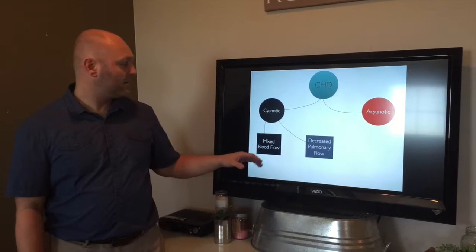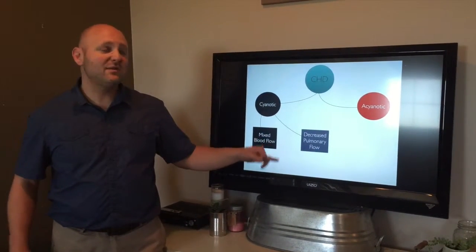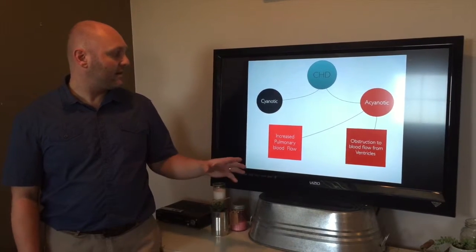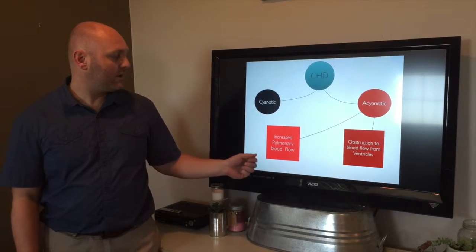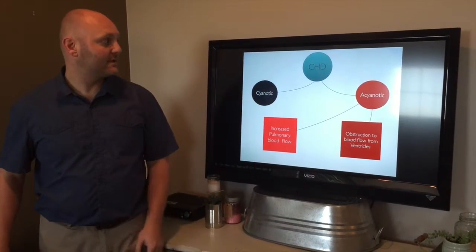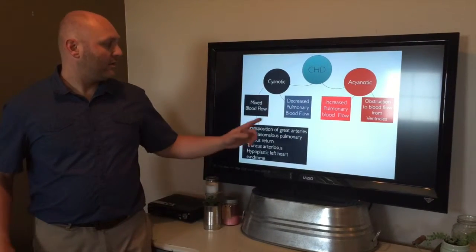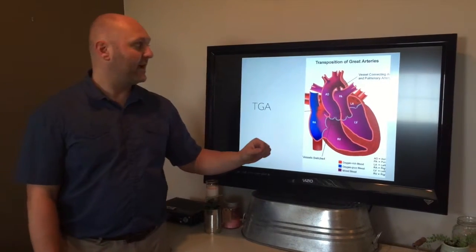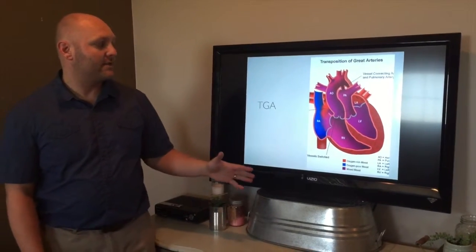Types of cyanotic include mixed blood flow and decreased pulmonary blood flow. Acyanotic includes increased pulmonary blood flow and obstruction of blood flow from the ventricles. Let's look at a mixed blood flow defect. Transposition of the great arteries is one.